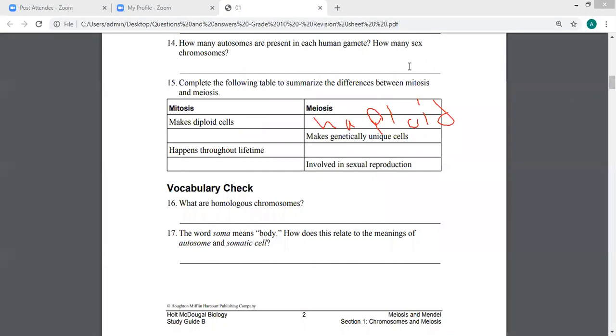The next gap, meiosis makes genetically unique cells. So mitosis makes what? Identical cells, right? Because they are identical to the parent cell. Identical.